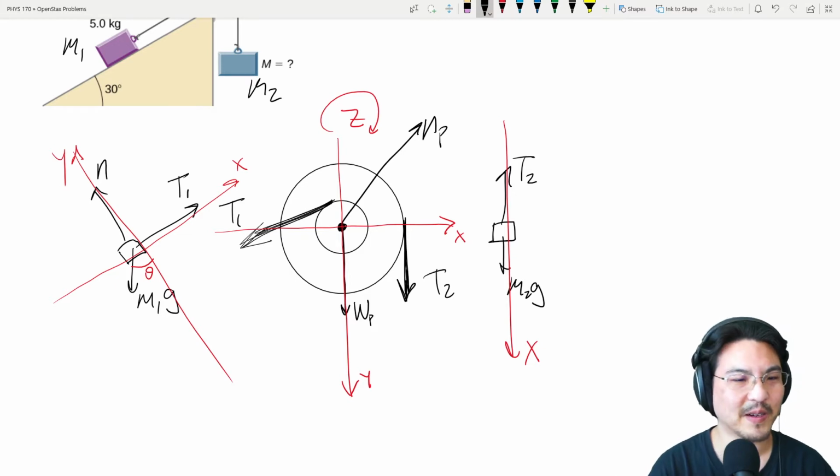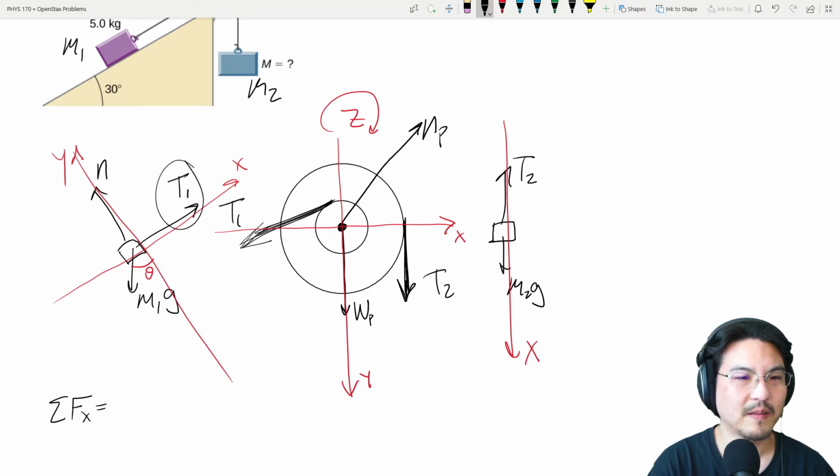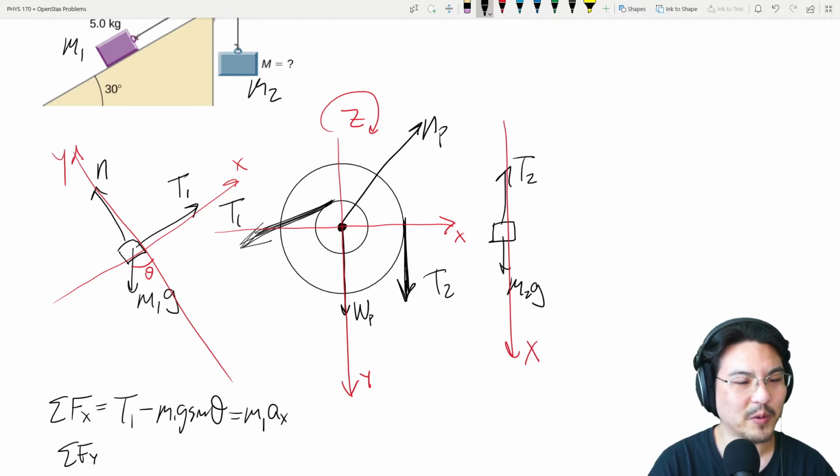Okay, so in the x direction, we got T1 minus the x component of that, m1g sine theta, equals mass 1 times acceleration, the x component of acceleration, and the y direction, N minus m1g cosine theta equals m1ay.